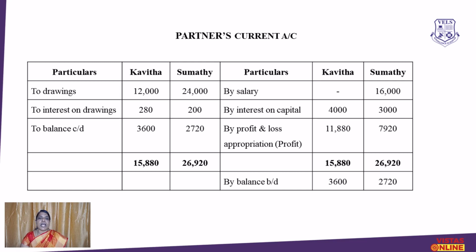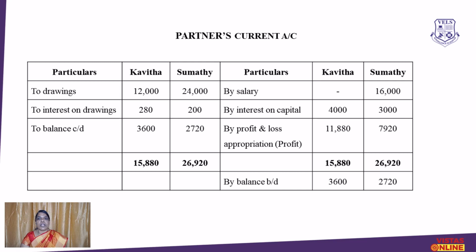Then profit and loss appropriation account. That is the profit we have calculated. For Kavita 11,880. For Sumati 7,920. Then you come to the debit side. Drawings are there. We can write to drawings. For Kavita 12,000, Sumati 24,000. Then interest on drawings. In the amount column of Kavita 280. Amount column of Sumati 200.